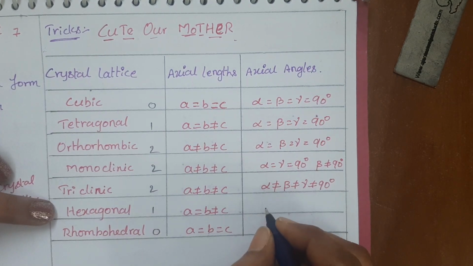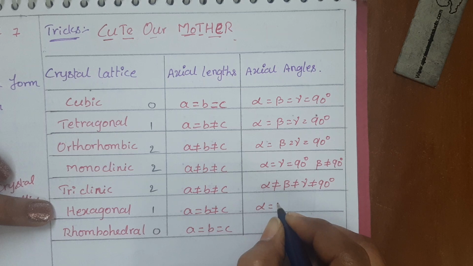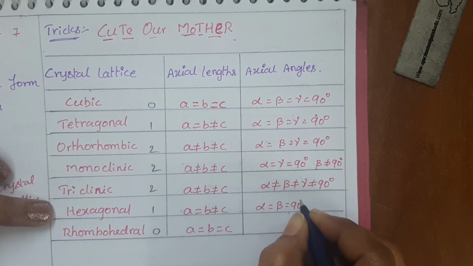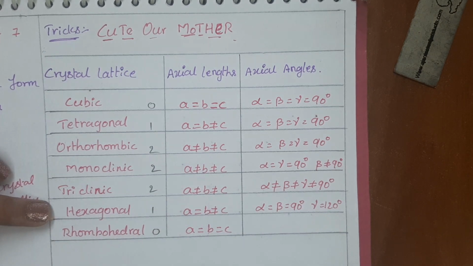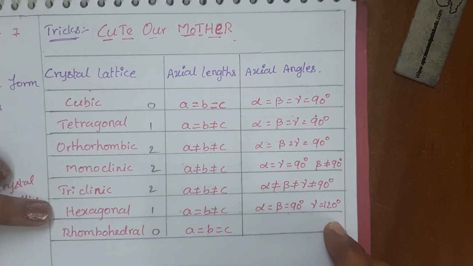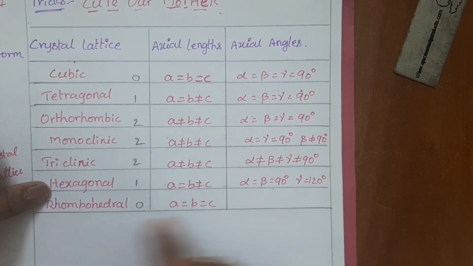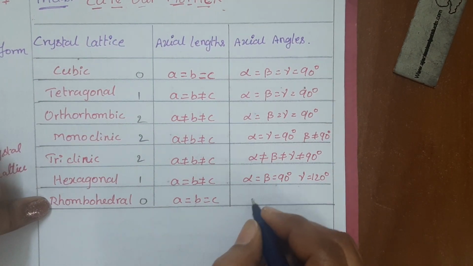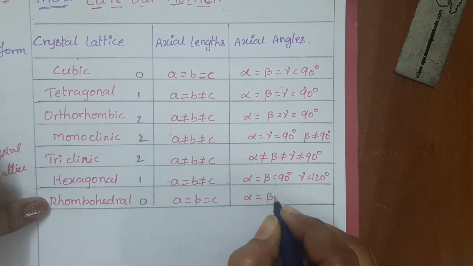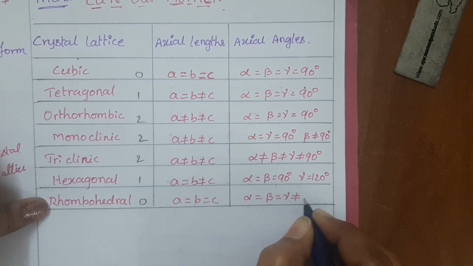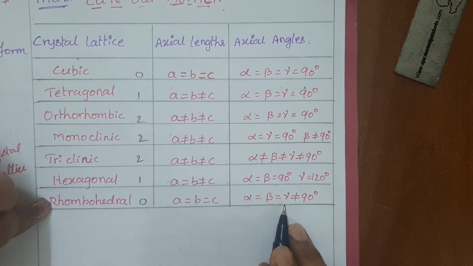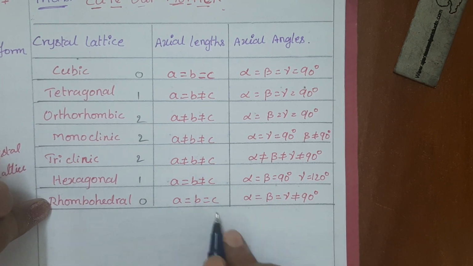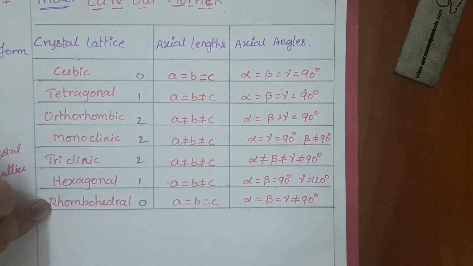And next, hexagonal. Hexagonal is nothing but alpha equals beta equals 90 degrees and gamma equals 120 degrees. Hexa means some extra angle is there, that is gamma equals 120 degrees. And rhombohedral: alpha equals beta equals gamma, but these are all not equal to 90 degrees. That means three angles are equal, but those three angles are not equal to 90 degrees. They cannot show a 90 degree bond angle.